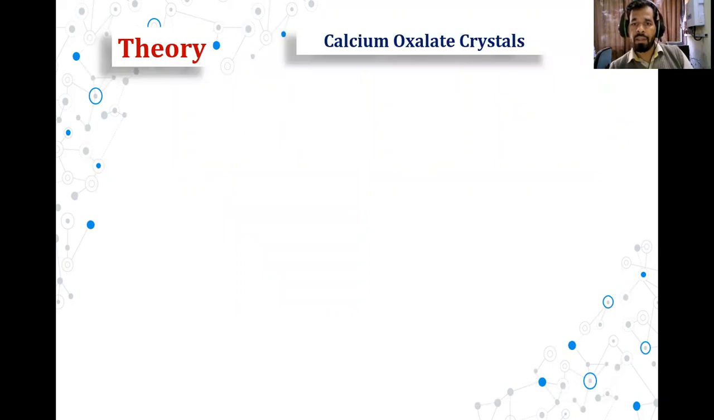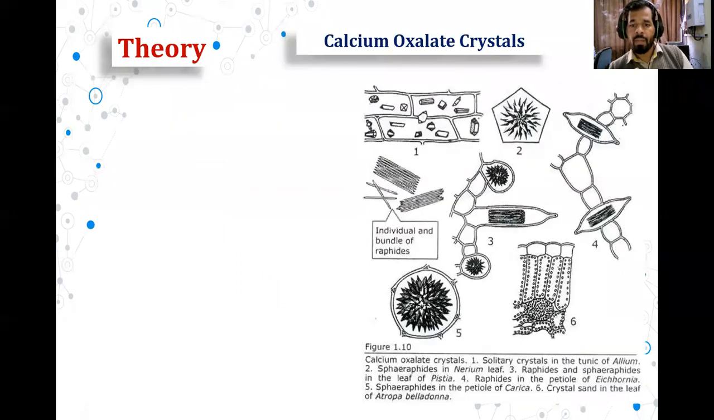Now the second part is calcium oxalate crystals. Again in this figure you will see solitary crystals, and different shapes are given. For example, these are solitary crystals. This is figure 1, which is present in allium, that means garlic. Then sphaeraphides in a nerium leaf, which is an example of sphaeraphides. Then third, raphides.